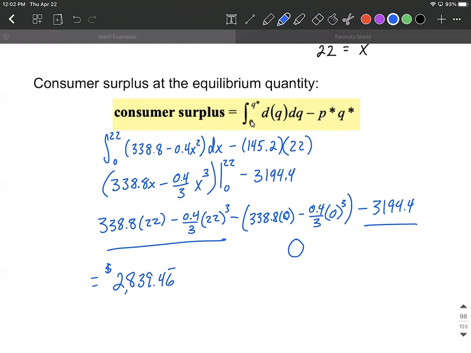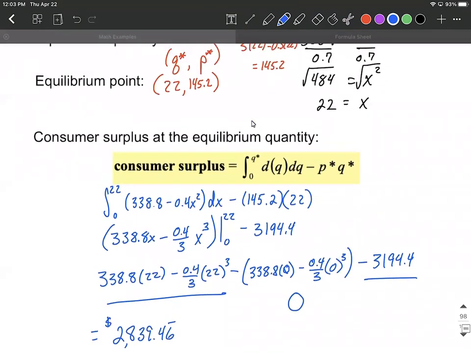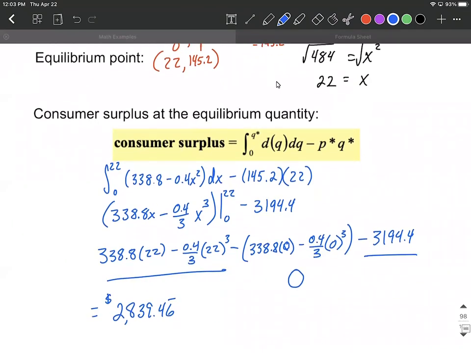All right, hope this helps out in setting this up. Remember, at the equilibrium point, set them equal to each other. After you get that value for your quantity, Q, you're going to plug that back into one of those functions, therefore getting you a price. After you have P and Q, you can fill into this consumer surplus equation and work it down.